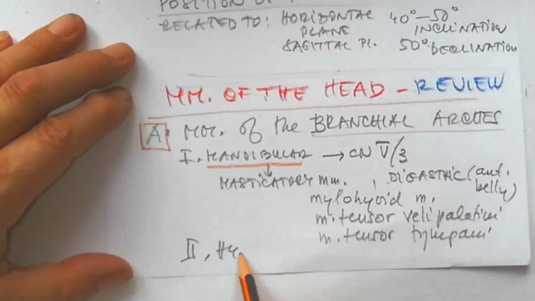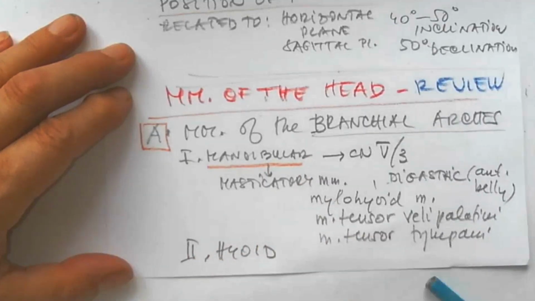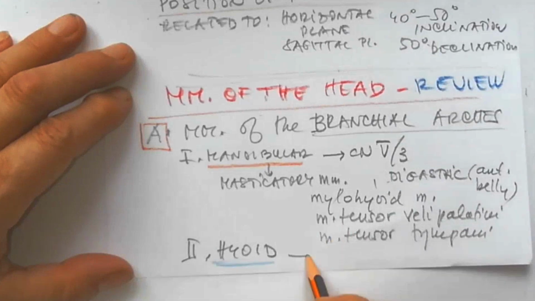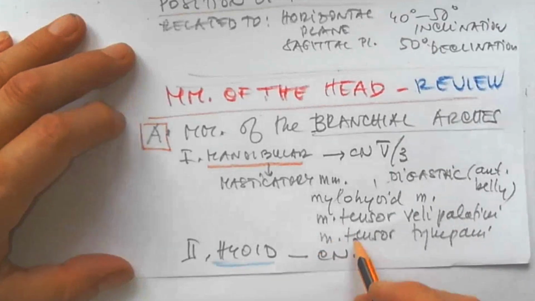The second is the hyoid arch, always connected with cranial nerve number 7.